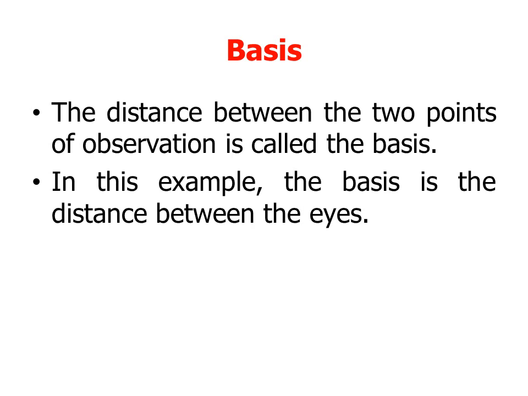The next one is basis. What does basis mean? The distance between the two points of observation is called the basis. If you are closing your left eye, the pencil is seen in some place, and similarly, if you are closing your right eye, the pencil will be seen at another place. The distance between these two points is called the basis. In this example, the basis is the distance between the eyes.